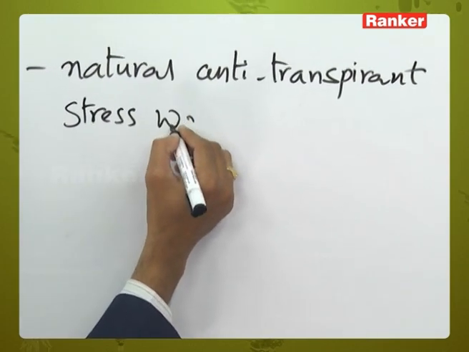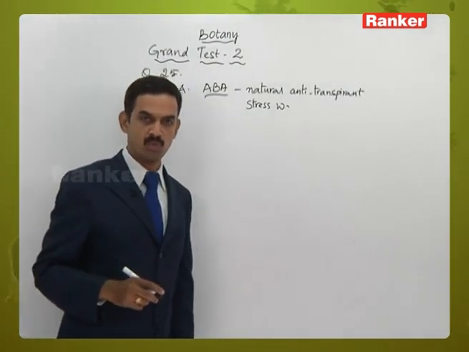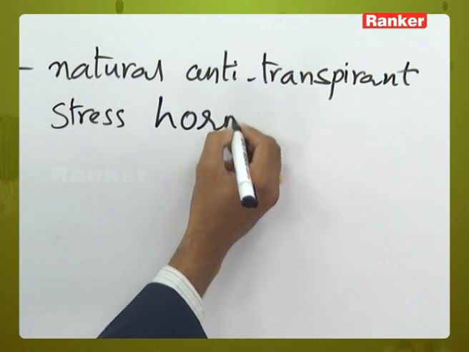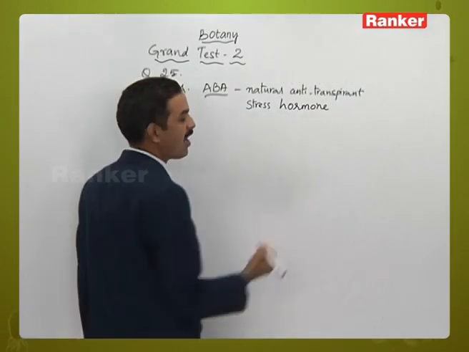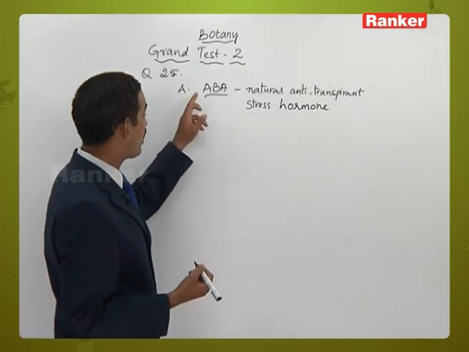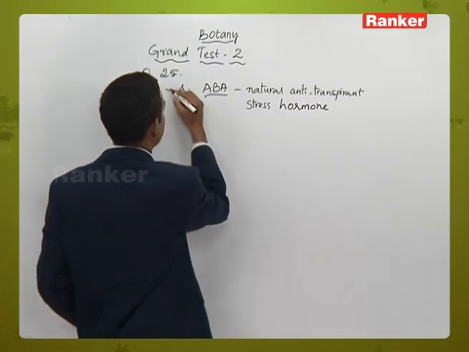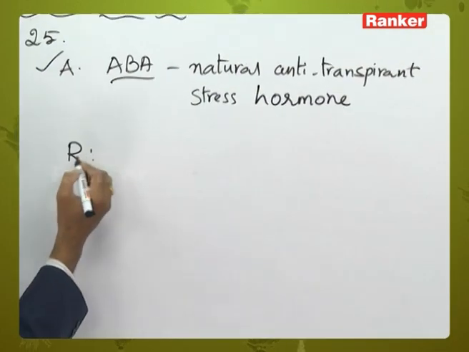So we call this a stress hormone. This is called a stress hormone because it is synthesized during water stress conditions. So the statement that is given in the assertion is correct. Then coming to the reason statement.